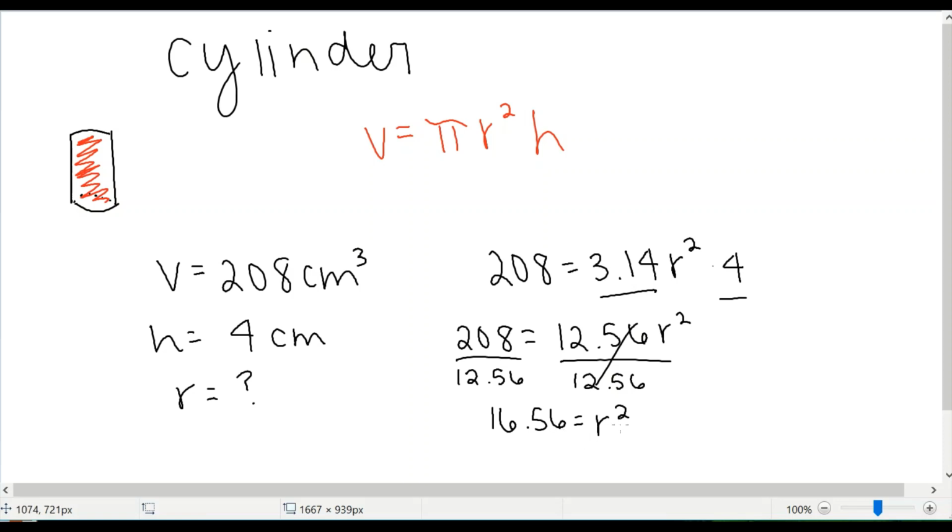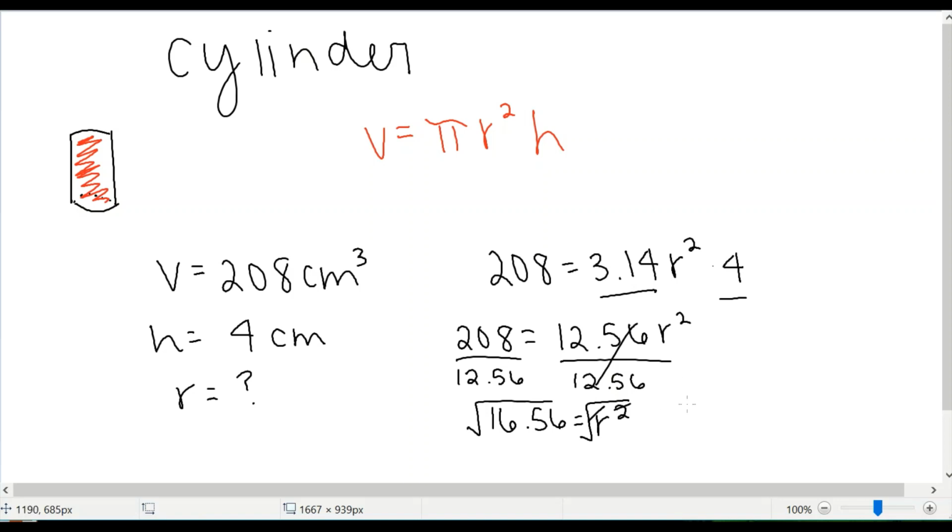Now, I am not done with my problem because my r is not all by itself. Right now, it says r squared is 16.56. That means that if I square whatever my radius is, I would end up here. And squaring is multiplying something by itself. The way that you undo a square is by square rooting. If you remember back to, we learned that in Pythagorean theorem unit a long time ago. Squaring a square root makes it go away.